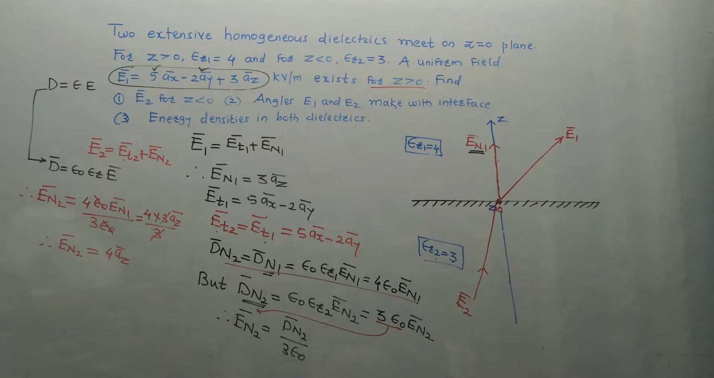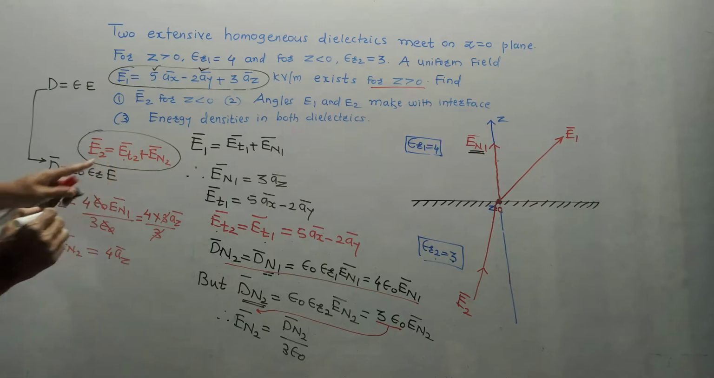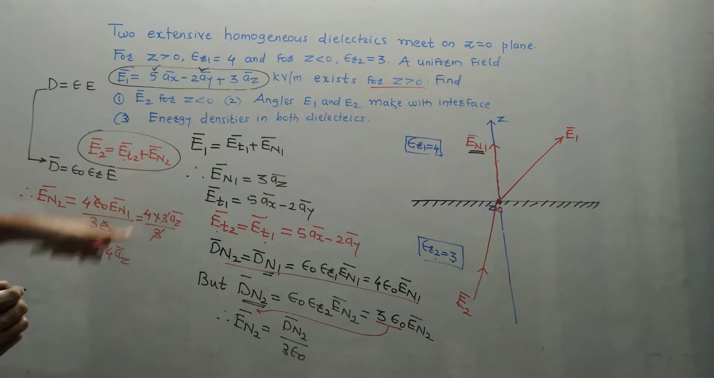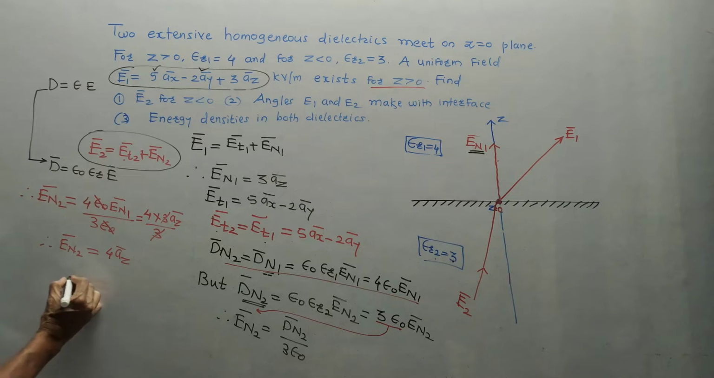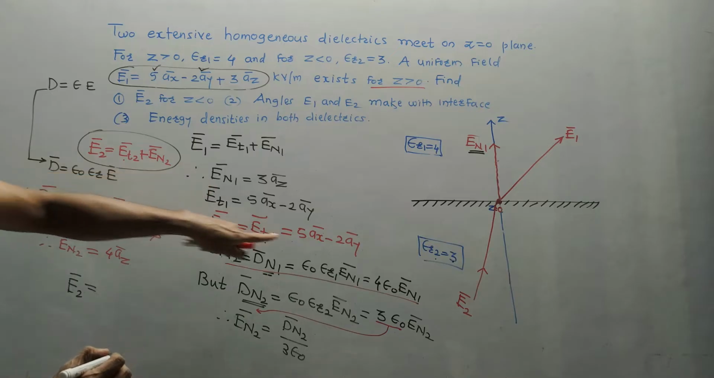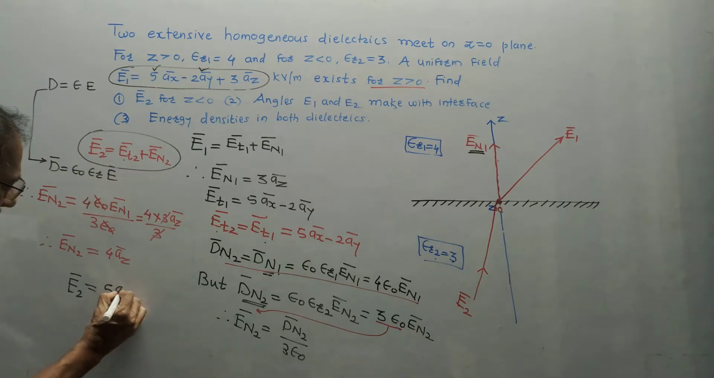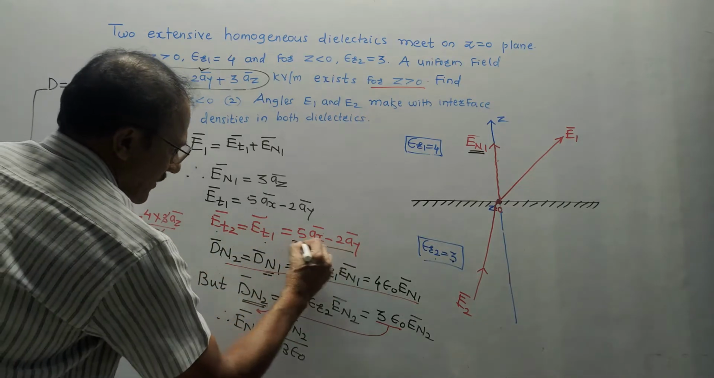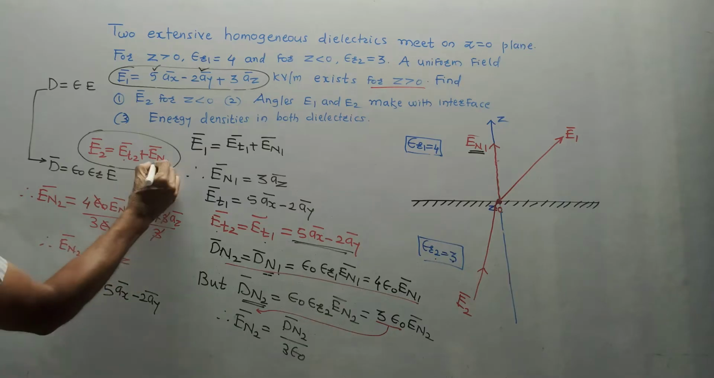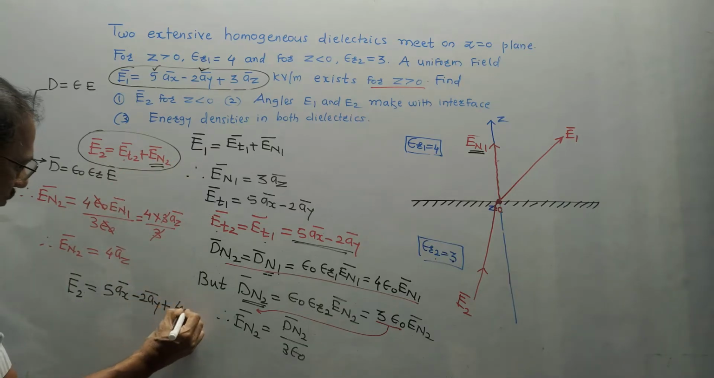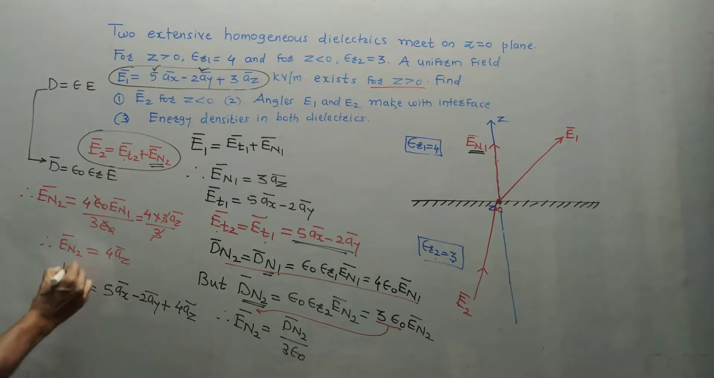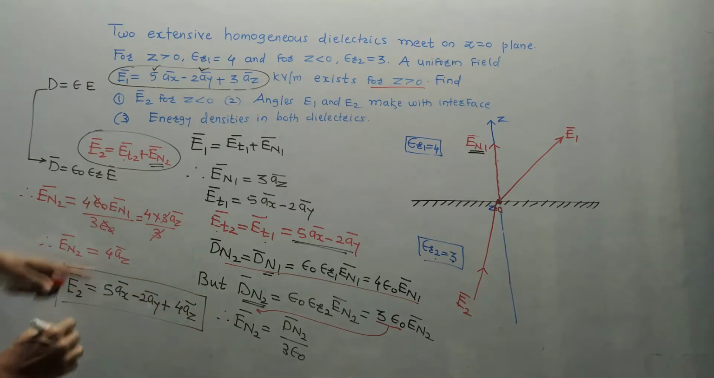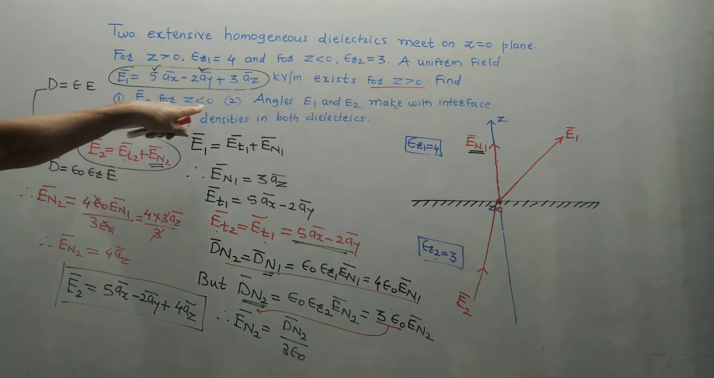Now the remaining part is pretty simple. What I want is to generate the equation of E2 bar. It is Et2 bar plus En2 bar. We have got the value of En2 bar. So E2 bar is equal to Et2 bar, put the value, it is 5ax bar minus 2ay bar. I have used this value, plus En2 bar, and En2 bar is plus 4az bar. So this is the answer of the first part. I have calculated the value of E2 bar for z less than 0.